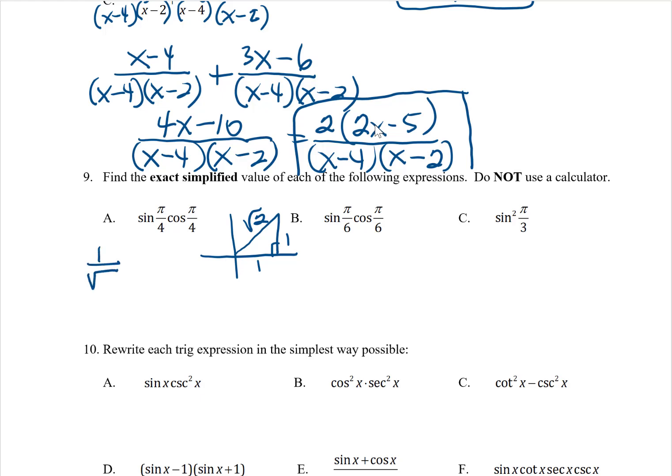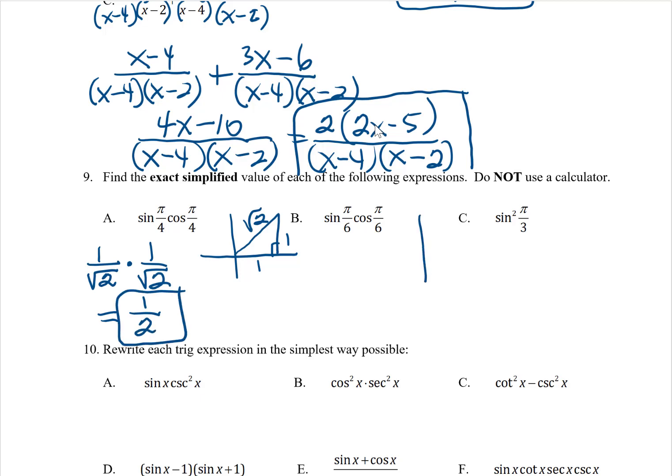Normally we rationalize that. I don't think I need to here, because then I'm multiplying it by cosine pi over 4, which is also 1 over root 2. When I multiply across, I think the rationalization takes care of itself. 1 times 1 is 1, and root 2 times root 2 is just 2. And so here then is the final answer.